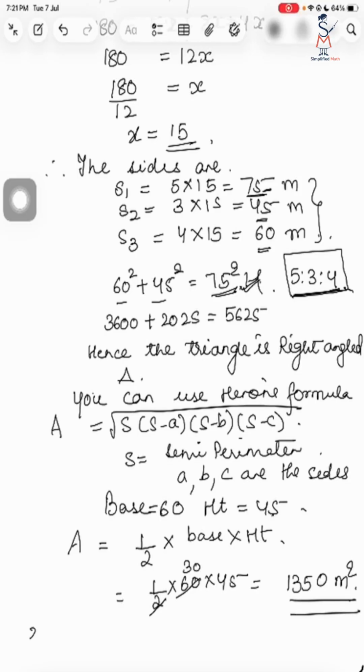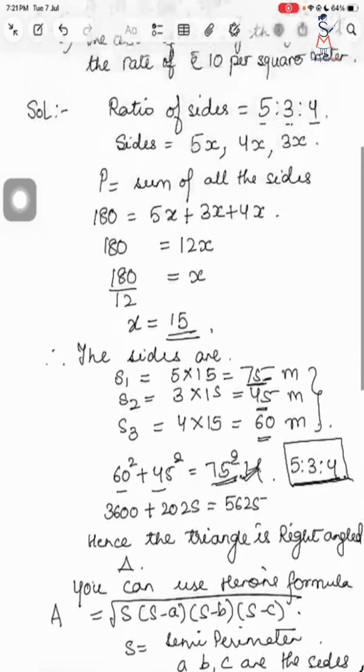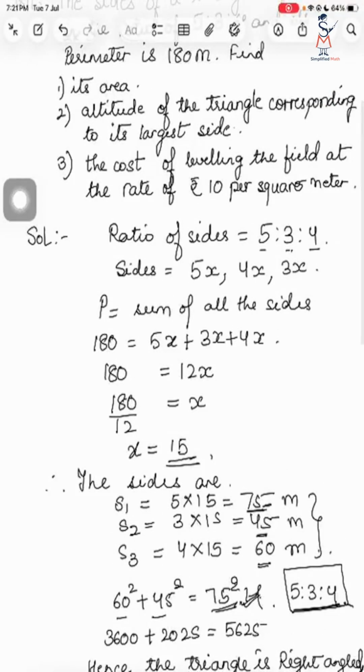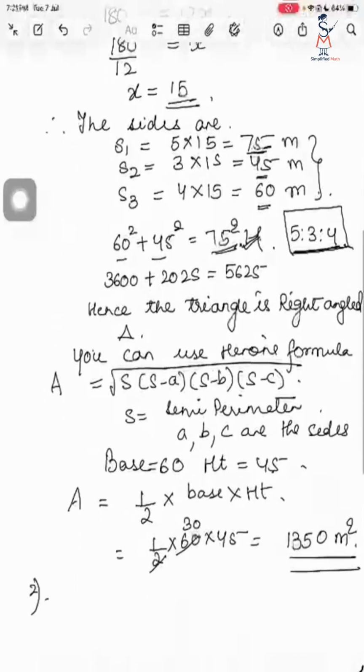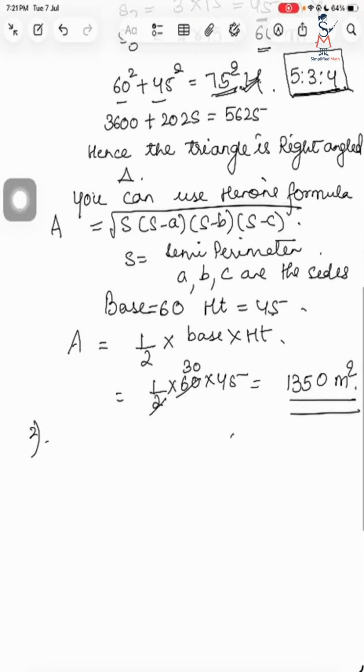Now we will get the second portion of the sum. Let's see. The altitude of the triangle. We have to find the altitude corresponding to the largest side. So let's draw this triangle. The largest side is 75. Let this be the hypotenuse, and the altitude be h. Fine. We know the area was 1350.